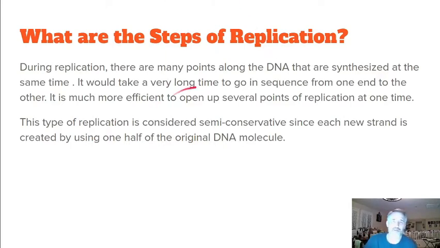So during replication, there are many points along the DNA that are synthesized at the same time, right? It's not happening just in one spot. It's happening in multiple replication forks. It would take a very long time to go in sequence from one end to the other. So it's much more efficient to open up several points and have several replication forks at one time. This type of replication is considered semi-conservative because each new strand is created by using the original half as a template.